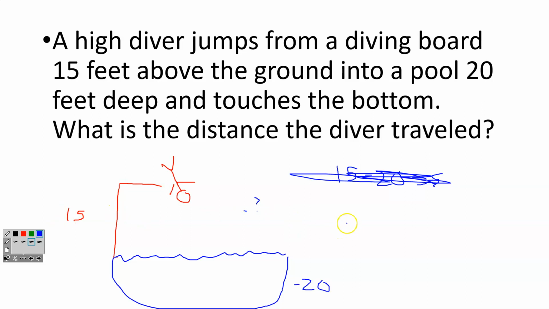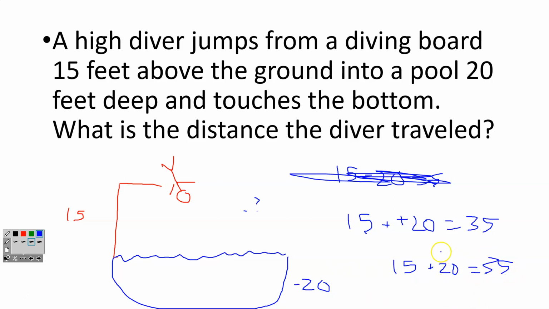So let's see. Well, we know he went 15 feet. And we know that he went 20 feet. So distance, a problem like this, tends to be a subtraction type problem. So we like to use superpower and consequence. And we know he traveled 35 feet. Or you could say, well, he went 15 feet that way, and then he went 20 more feet down. And that would give me 35.